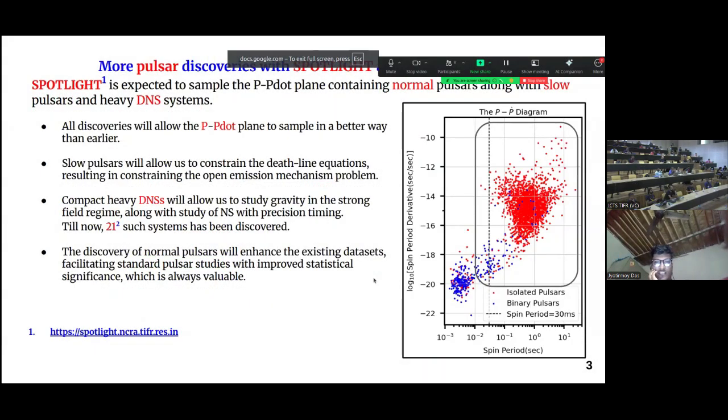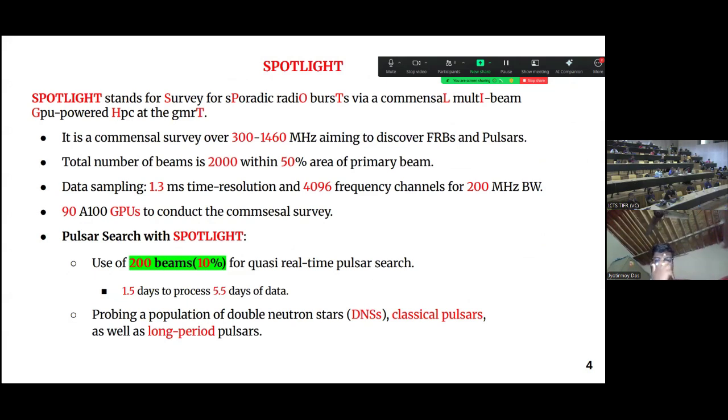So this is the introduction. Now what about the Spotlight system? As you have heard a lot, it is a commensal survey from 300 to 1460 megahertz, and around 2000 beams are expected with 50% area of the primary beam. For pulsar search, we are expected to dump around 200 beams to search for the pulsars. Currently we are operational on 160 beams, and we are doing the search on that. But later, when 2000 beams will be online, we'll dump around 10% of the beams to do the search.